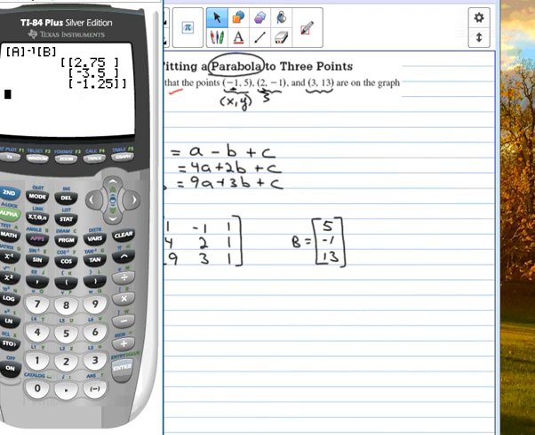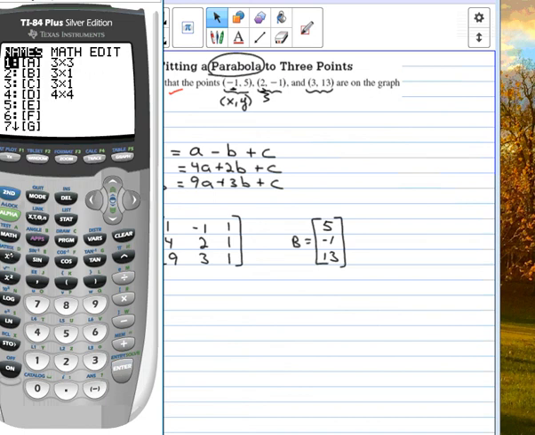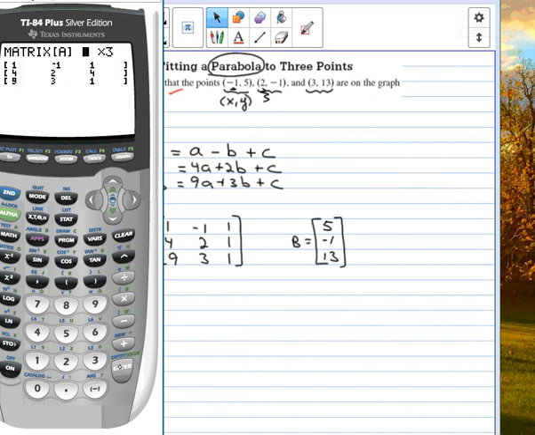Is that what you got, or did I make a mistake? Oh, no. Did I make a mistake? I think I did. Let me go back and look at my matrices. That is that first matrix. 1, -1, 1. 4, 2, 1. 9, 3, 1. Well, that's okay. I goofed up on this one. 5, negative 1, 13, that's okay.